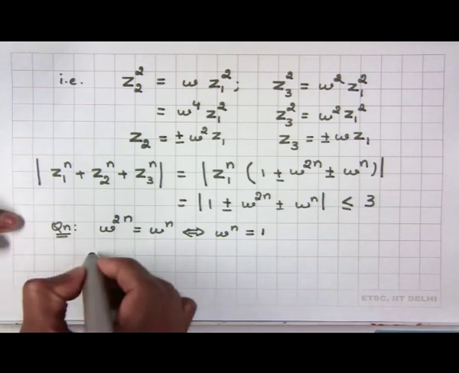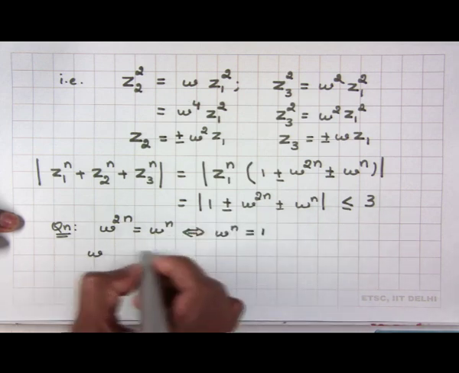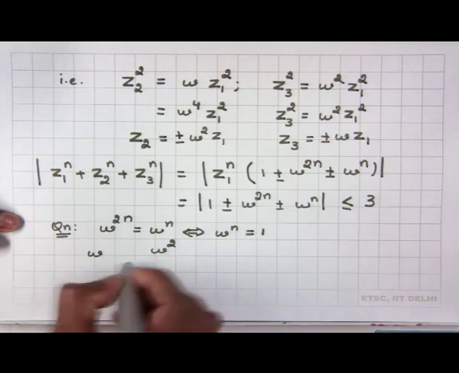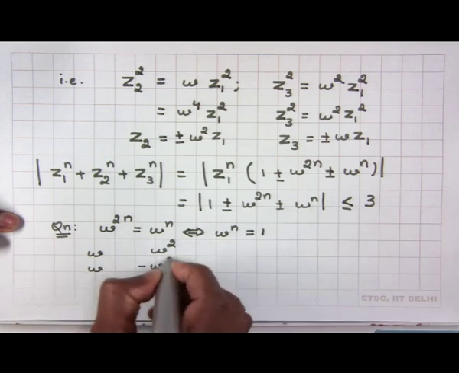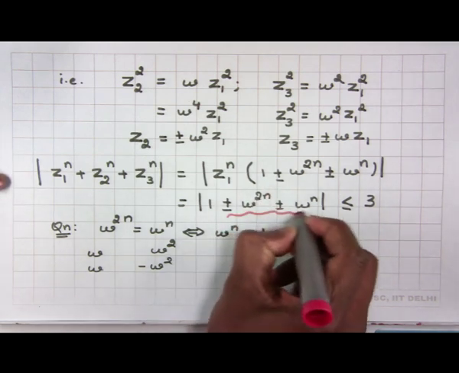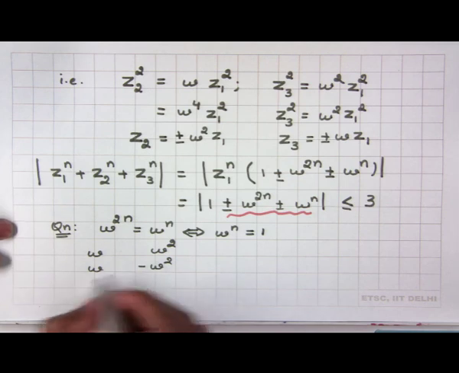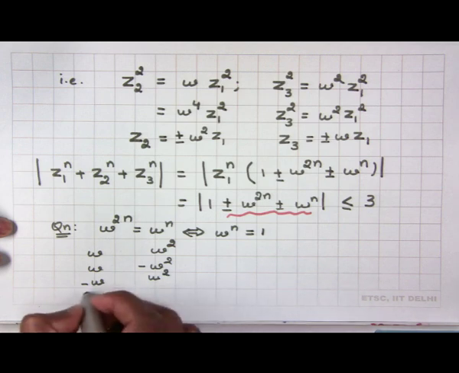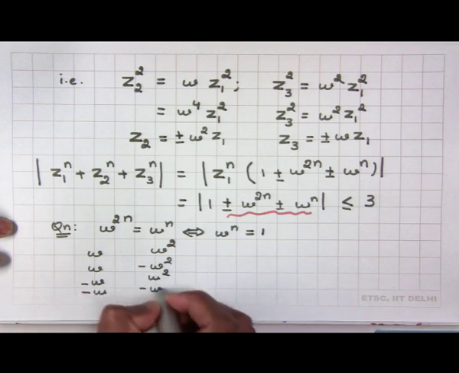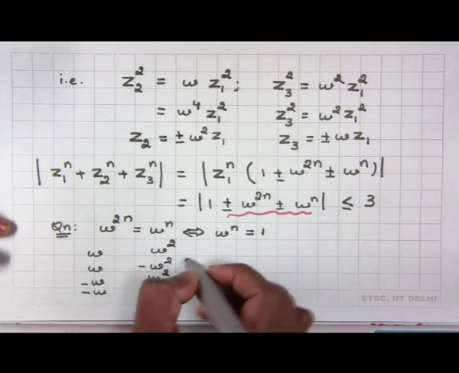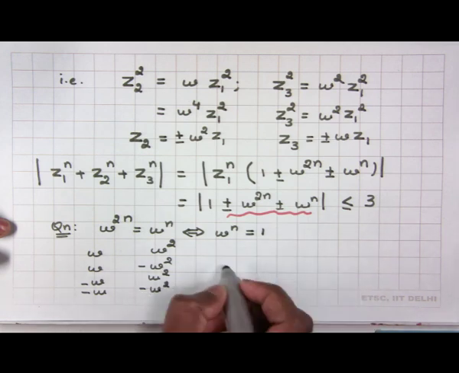So, possibilities are omega, omega square; we need to sum, or omega with minus omega square. So, if I try to again recall, I am only focusing on the sum of this expression. So, here minus omega, omega square, and the other possibility minus omega square. Under this possibility you can see that their sum will always be an integer.